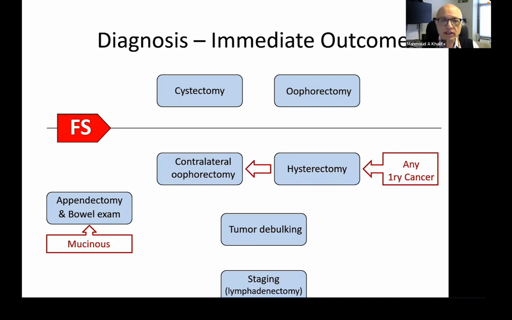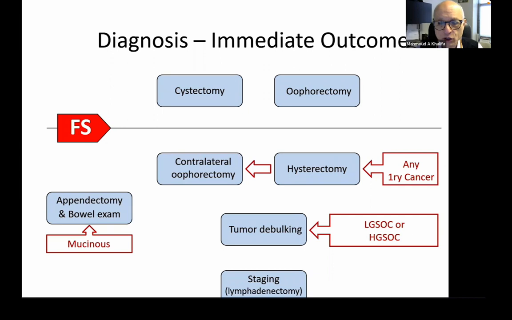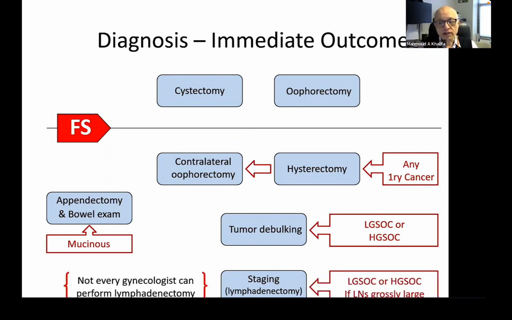Any cancer, if you say serous carcinoma, if you say mucinous carcinoma, if you say endometrioid carcinoma, anything to imply that this is a primary tumor of the ovary, they will proceed with the hysterectomy and removing the other ovary. When you say low-grade serous carcinoma or high-grade serous carcinoma, they proceed with tumor debulking. Tumor debulking means they take every tumor they see in the abdomen of the patient. If you call it low-grade or high-grade serous carcinoma, they also may go for lymphadenectomy.